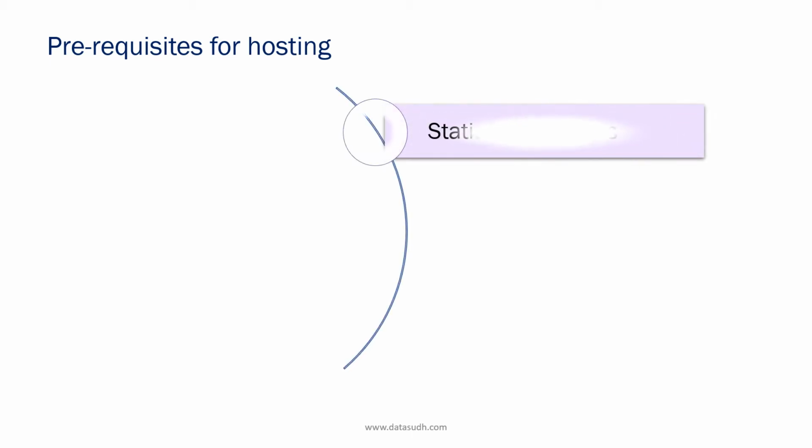Before hosting a static website in Google Cloud, we need to have a few prerequisites in place. The first one is static website files. These are the code files which we are going to upload in our cloud account. These can either be HTML files, CSS files or JavaScript files.